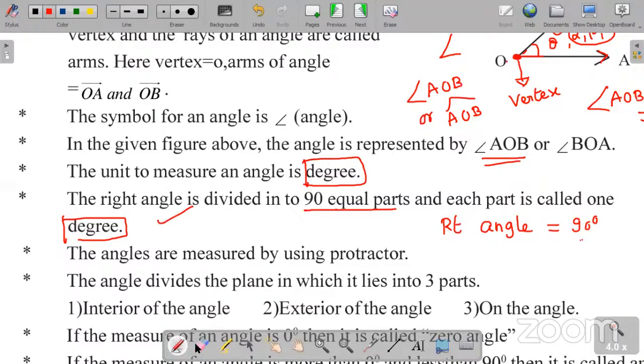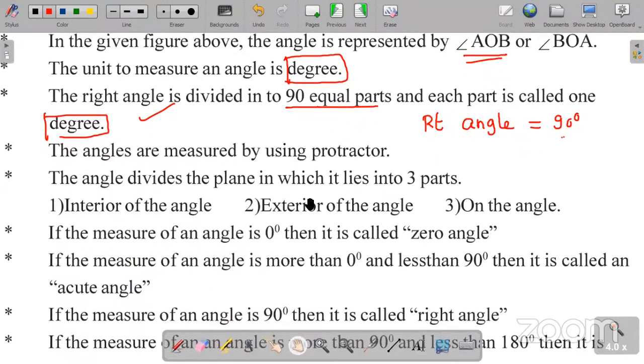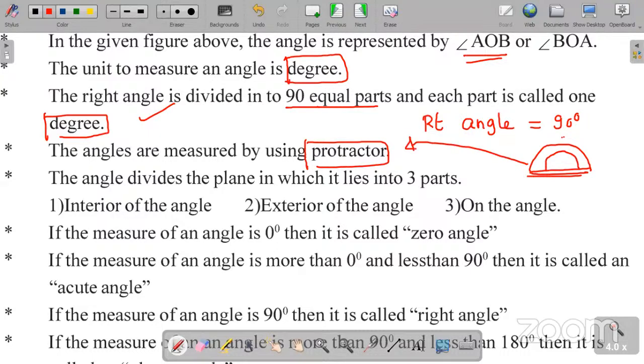So how do you measure angles? Angles are measured by using a protractor. You know the protractor, this shape. With the help of a protractor, you can measure angles. You can find it in your compass box.